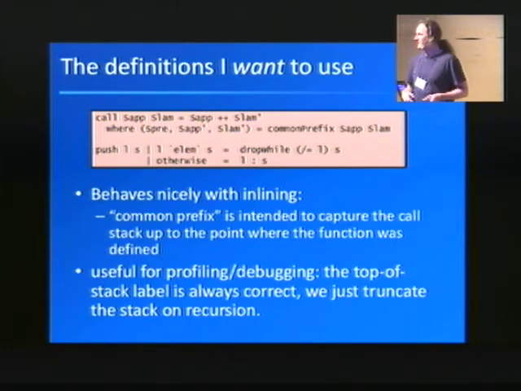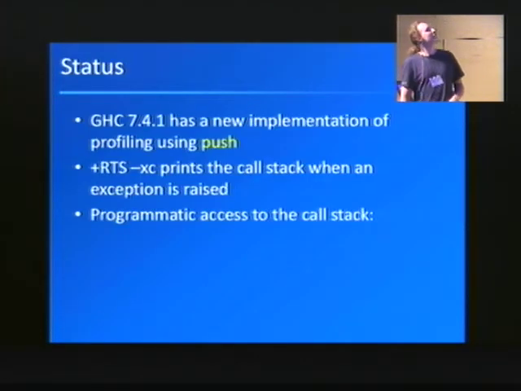This being an implementer's talk, I'm not telling you something that's completely finished; it's in the work-in-progress bit. The status is that in 7.4.1 we've got this behaviour that I've just described. Profiling is using push, and if you use this strange argument to your program, +RTS -xc, it will show you the stack at the point where the program raises an exception. And if you tried this in previous versions of GHC, you'll know it's completely useless. Now it's much better.